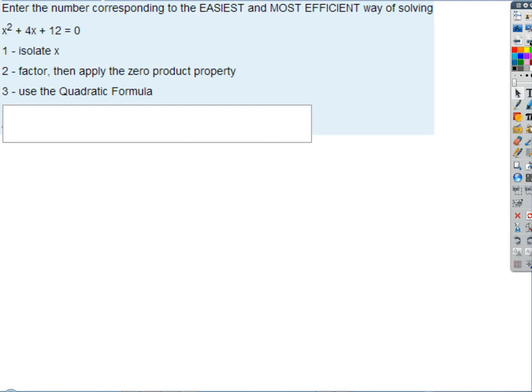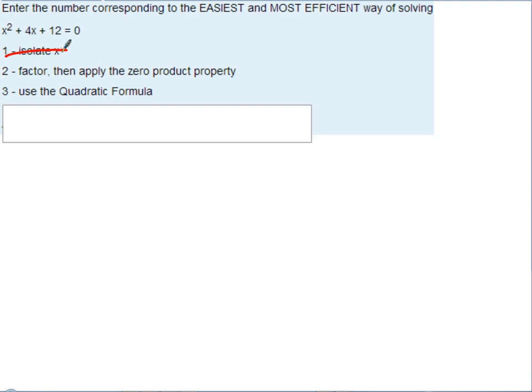Okay, what about this one? That one's easy. Are there any we can cancel out? Easily. Can't isolate because I've got x squareds and x's, right? Quadratic. So it's either factor or quadratic. Are there magic numbers? Are there two numbers that multiply to positive 12 and add to 4? No, there are not. So this one is not factor. Must use the quadratic formula.